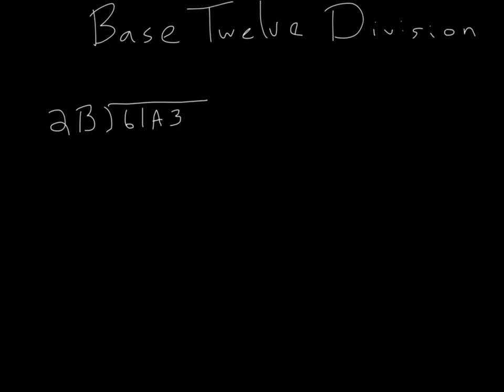So in our divisor we have B 1s and 2 12s. So B, remember, B is like 11. So we have 11 ones and 2 12s. So this is equivalent to the number 2 times 12 plus 11 times 1, which is 24 plus 11, which is 35. So 2B in base 12 is like the number 35 in base 10.